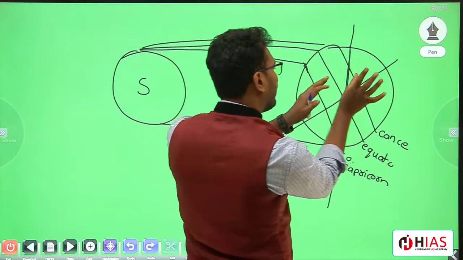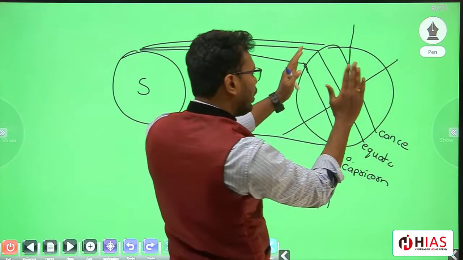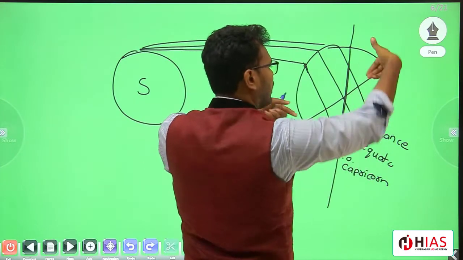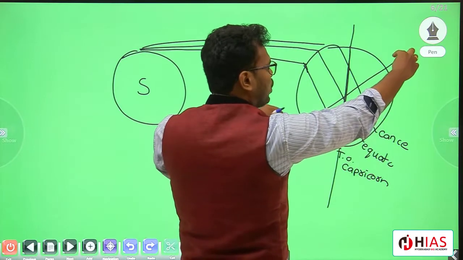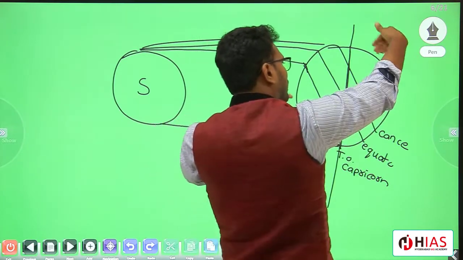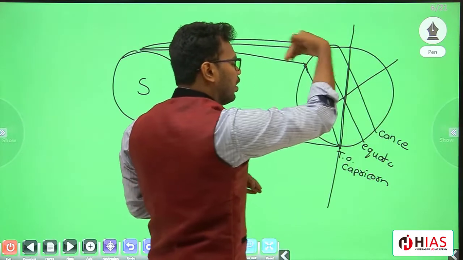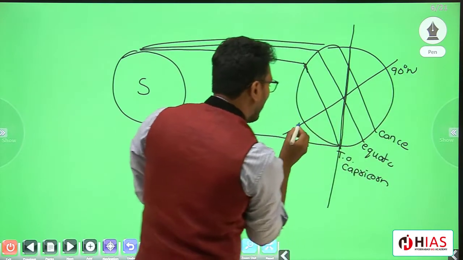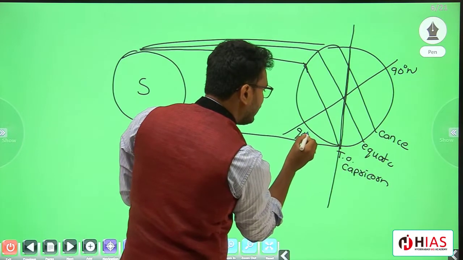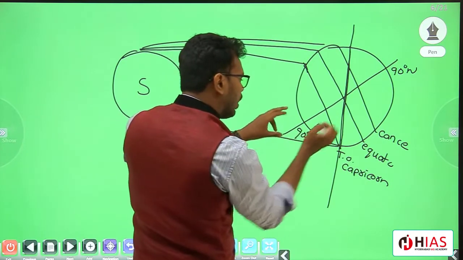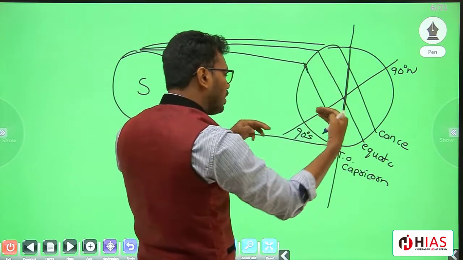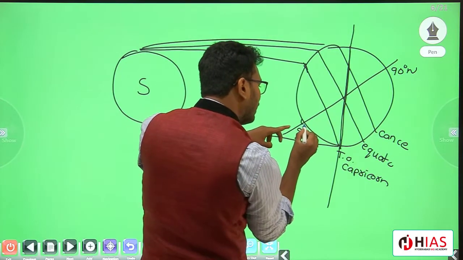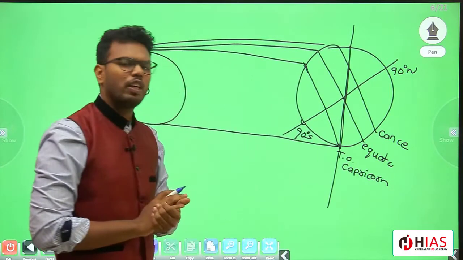Again it is moving in this direction. See guys, don't imagine the earth will be moving in this direction. Earth is moving in this direction because the axis is over here. So in this manner, the earth is moving. That means this is the 90 degrees north and this is the 90 degrees south. Whatever the case, earth is moving 24 hours, but this place is continuously having 24 hours of daylight.